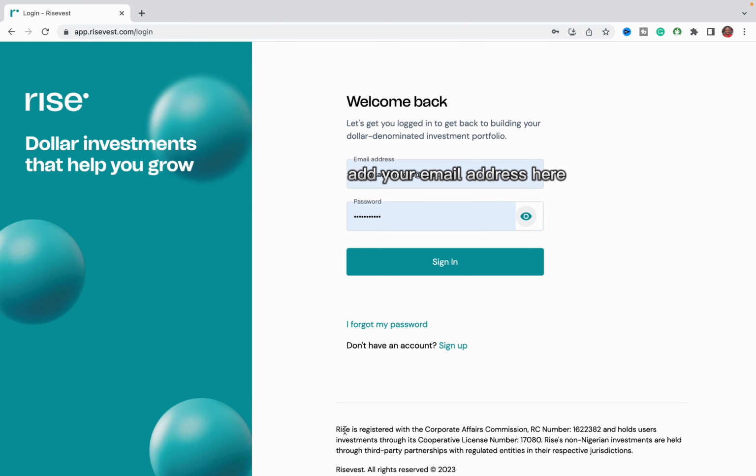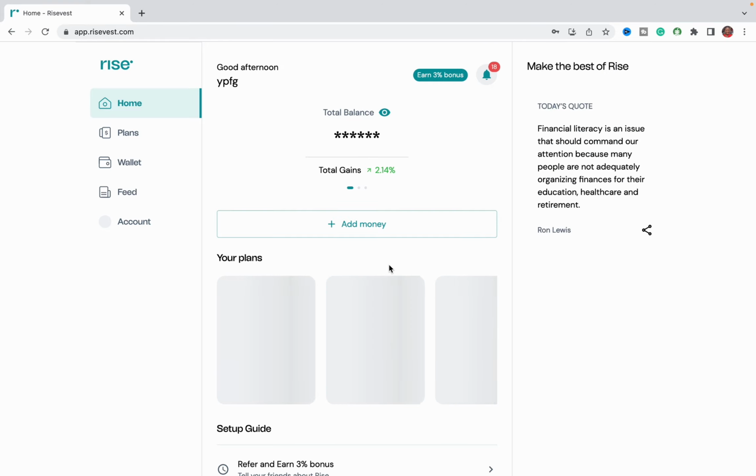So now this is a bit about their registration. Risevest registered with the Corporate Affairs Commission. They have the RC number and hold users' funds through its cooperative license. Rise non-Nigerian investments are held by third-party custodians with regulated entities. They also made an announcement that they have their SEC license.